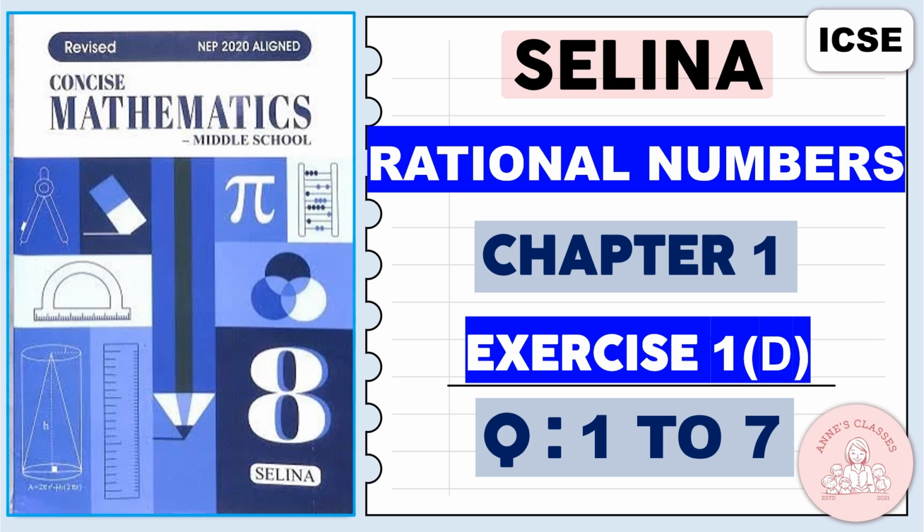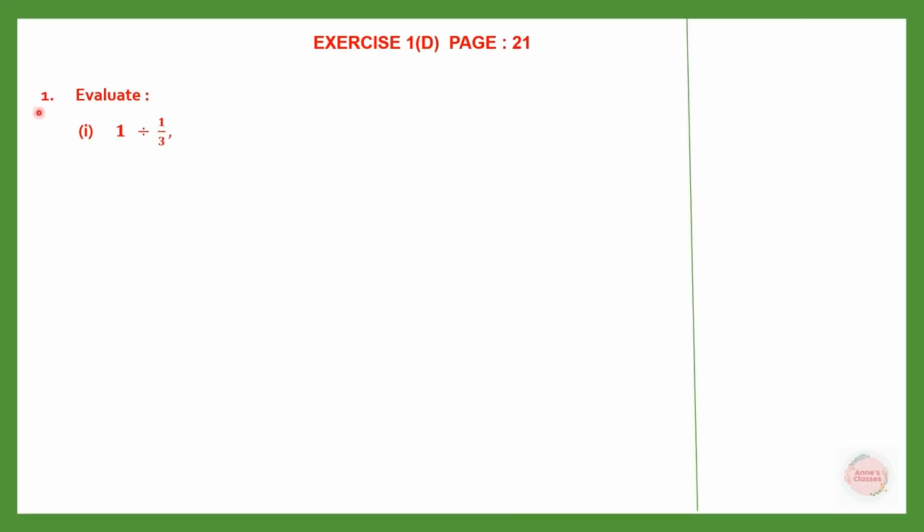Let's do rational numbers, chapter 1, exercise 1D. Question 1 says evaluate. Evaluate means solve what is given here, and as you can see the symbol is division. So how do we do division of rational numbers? The first rational number we write as it is, then we change division to multiplication and we write the reciprocal of the second rational number.